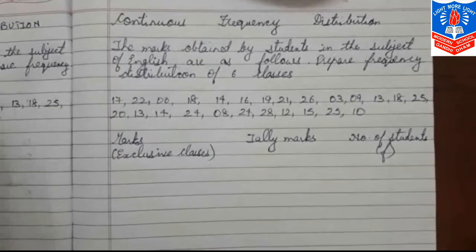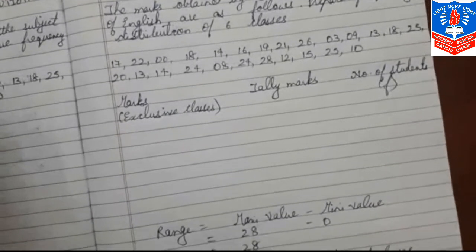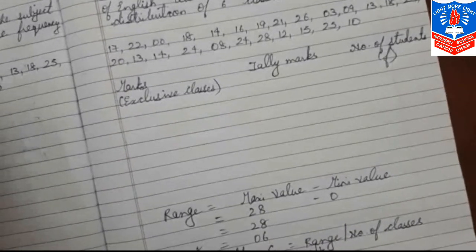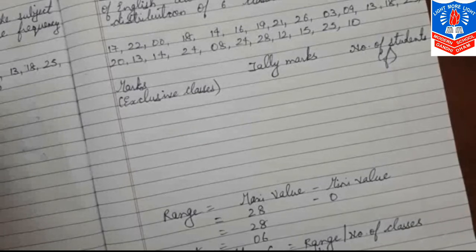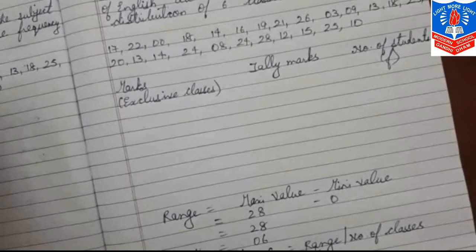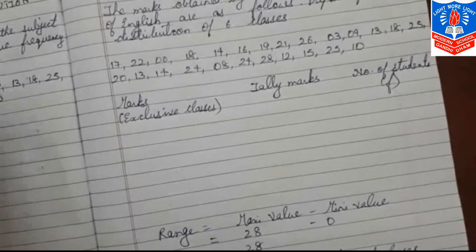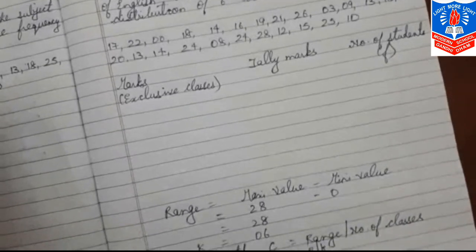Now, our very first step will be to find out range. The range, as you can see on the screen, the formula is maximum value minus minimum value. Maximum value, if you see the question, it is 28. The minimum value is 0. So 28 minus 0 equals 28.